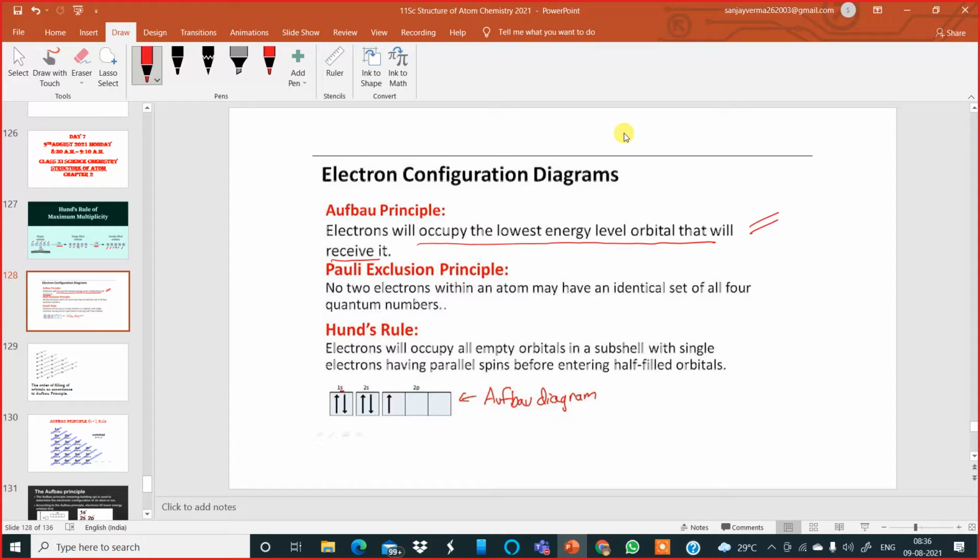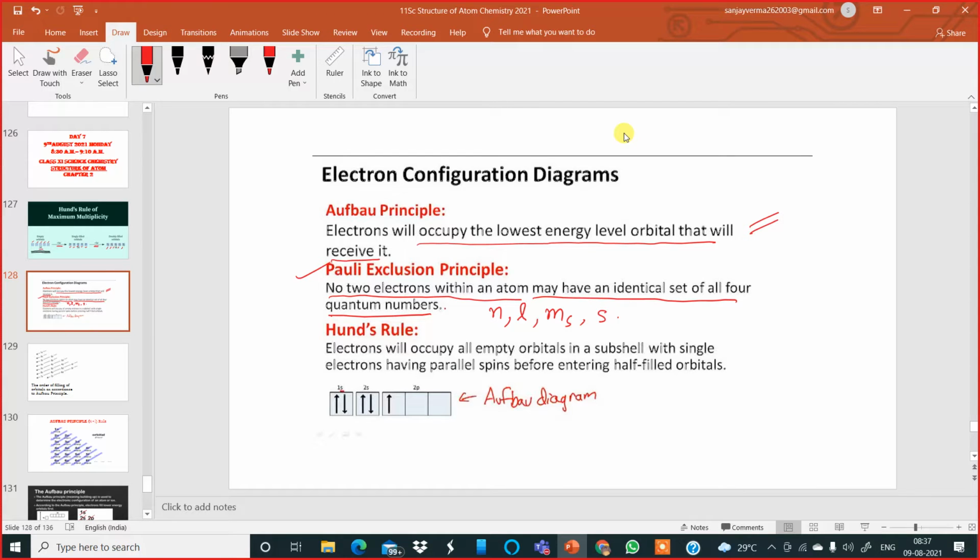Then the next principle is Pauli's exclusion principle, which is important. No two electrons within an atom can have an identical set of all the 4 quantum numbers. And the 4 quantum numbers are the principal quantum number, azimuthal quantum number, magnetic quantum number, and spin quantum number. So these are the 4 quantum numbers.